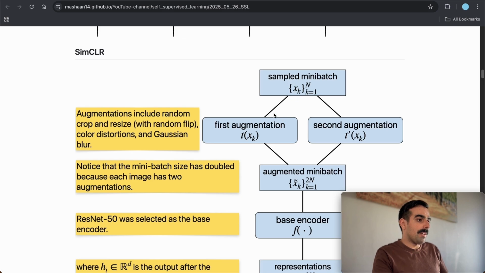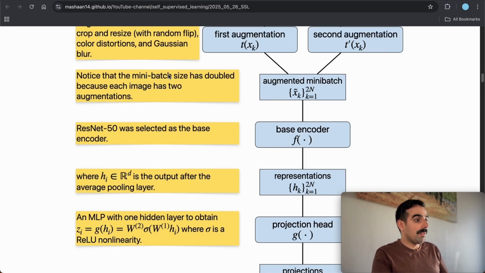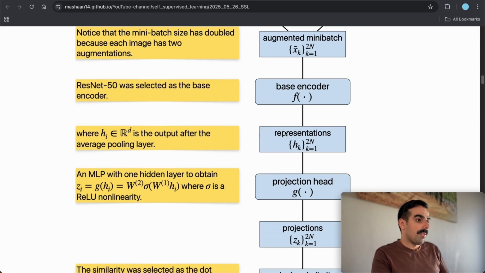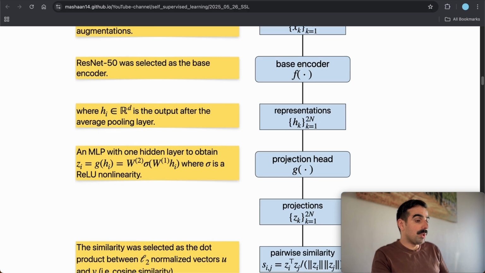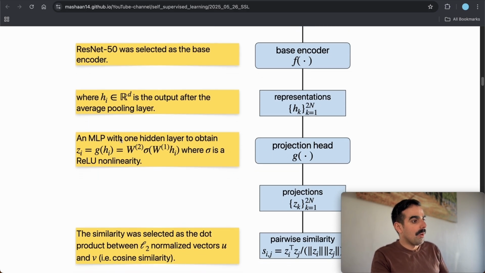So a sampled mini batch, first augmentation, second augmentation. The augmentations include random crop and resize with random flip, color distortion, and Gaussian blur. Augmented mini batch. Notice that the mini batch has doubled in size because we have 2 augmentations per image. The base encoder was selected to be ResNet-50, so we get the representation. The representations are pulled out from the ResNet just after the average pooling layer, and the projection head is an MLP with one hidden layer to obtain the projections.